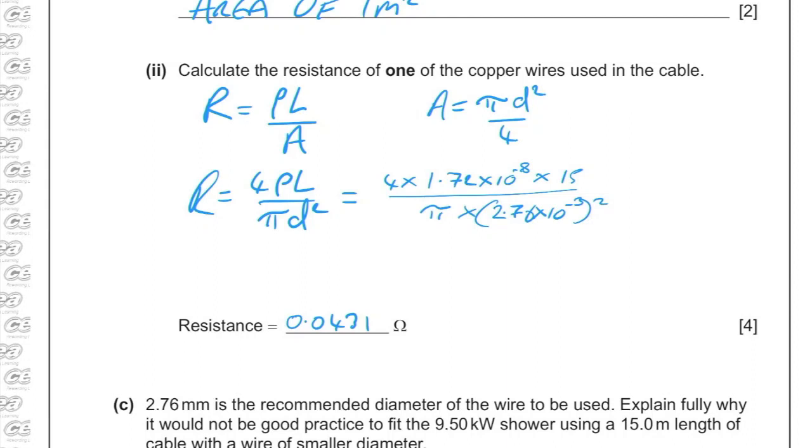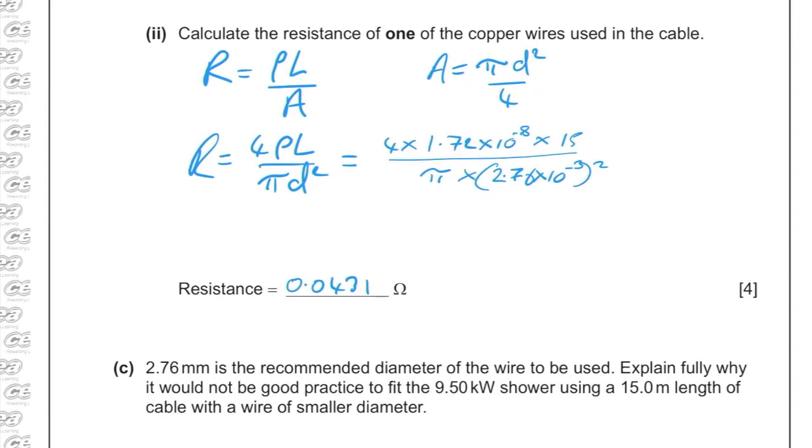Part C then. 2.76 millimeters is the recommended diameter of the wire to be used. Explain fully why it would not be good practice to fit the 9.50 kilowatt shower using a 15 meter length of a cable with a wire of smaller diameter.